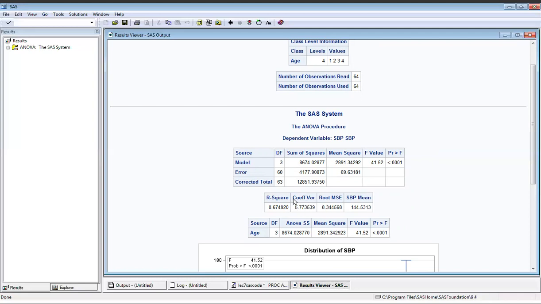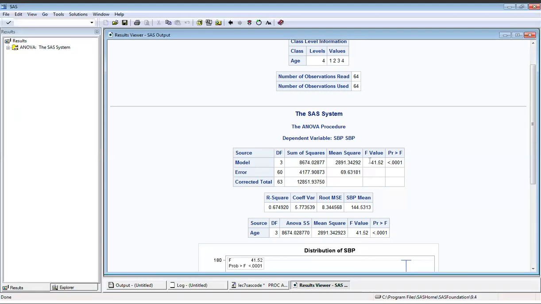But the first table also gives you the sum of squares and the mean square error, because that's the residual part for the one-way ANOVA. So the F value is calculated by using the mean square for the model, the same as mean square for age, divided by the mean square error, basically 2891 divided by 69, and we end up with an F value of 41.5.